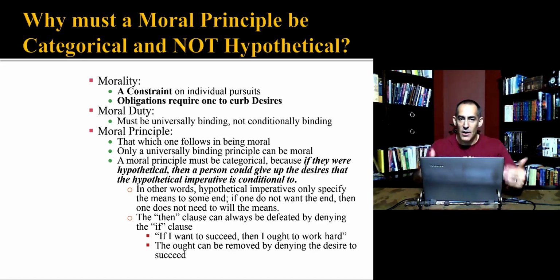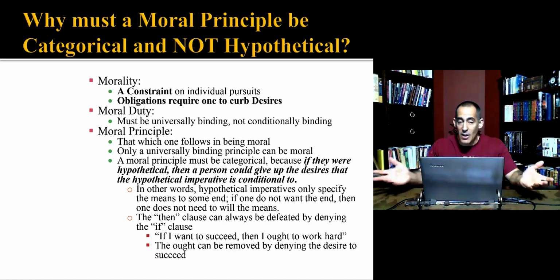So let's go back a little, to kind of wrap up the categorical imperative, why a moral principle has to be categorical and not hypothetical. We've already talked about it a bit, but I'm going to just unpack it a little bit more. So remember first that morality is a constraint on your desires. We want to curb those things. For Kant, desires are never going to make an action moral. The moral duty has to be universally binding, can't be conditionally binding. So a moral principle is one that you follow in being moral, and only a universally binding principle can be moral. So a moral principle has to be categorical.